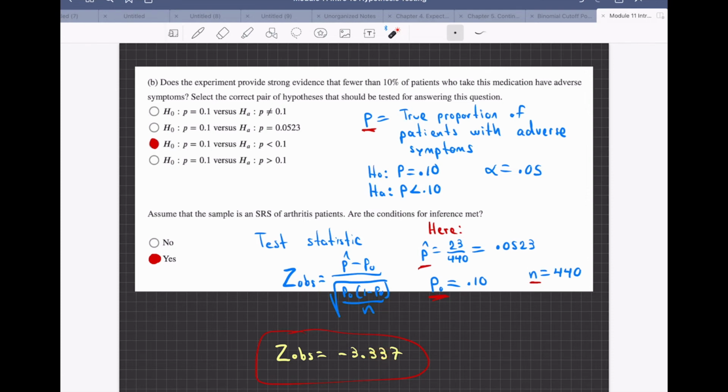The p-value, how do we compute it? Describe the parameter, set up the hypothesis, level of significance, test statistic, next p-value. P-value is equal to what? It, again, depends on the alternative. The alternative is P less than 0.10. So it's less. So the p-value has to be the probability that Z is less than Z observed. What is Z observed? Z less than negative 3.337.